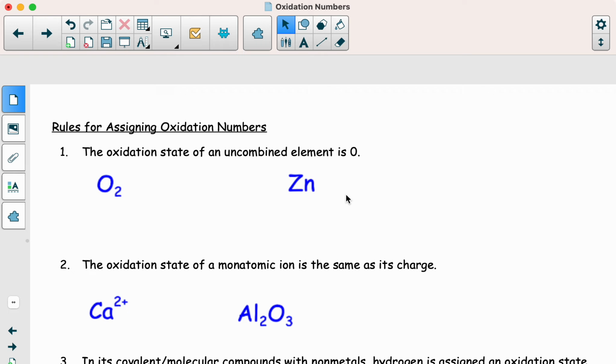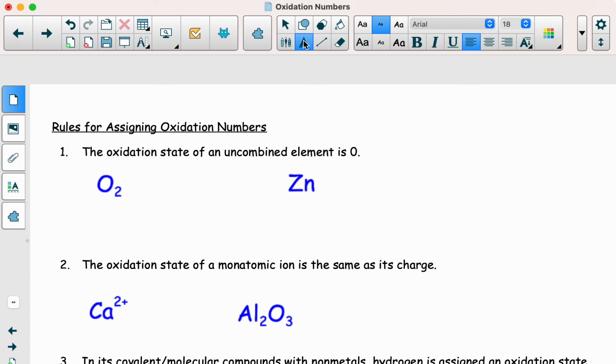The rules for assigning oxidation numbers are on the sheet I gave you in class, and some of them are fairly obvious. The very first rule is that the oxidation state of an uncombined element is 0. That means when you're looking at something like O2, the oxidation number on oxygen is going to be 0 because the oxygen is in its normal state. It hasn't combined with anything else. Same thing is true for all the other elements on the periodic table, like zinc in just its normal metal form has an oxidation number of 0.